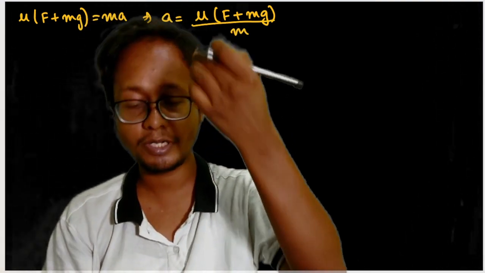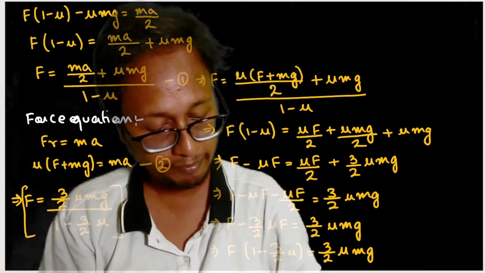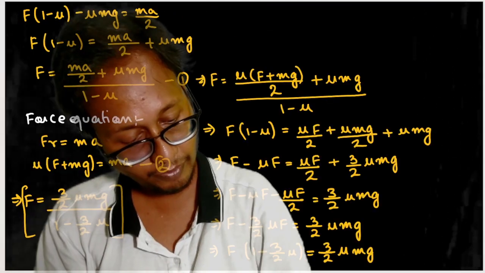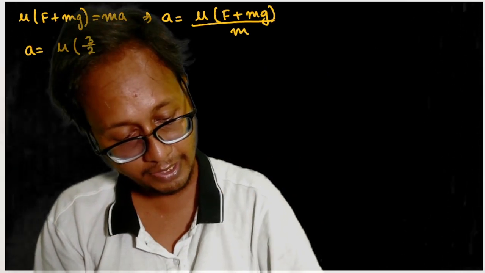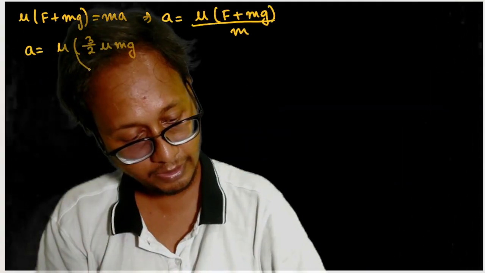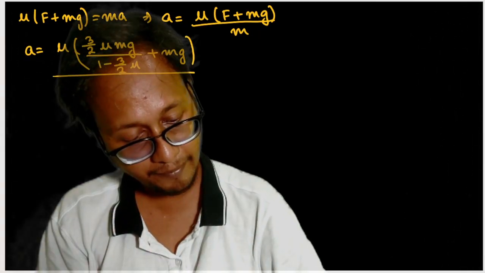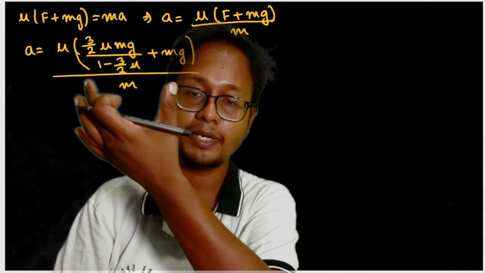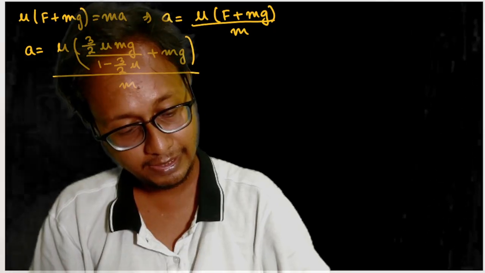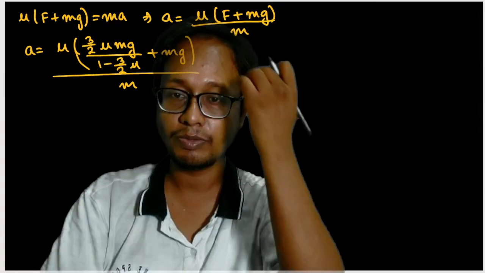What is the value of force that I got? The value of force is nothing but 3 by 2 mu mg divided by 1 minus 3 by 2 mu. So a is equal to mu into (3 by 2 mu mg divided by 1 minus 3 by 2 mu plus mg) divided by m. I can either simplify this and find the value of acceleration or leave it as it is, whichever you find easier. Let's leave it as it is. So the maximum value of acceleration is nothing but this one.